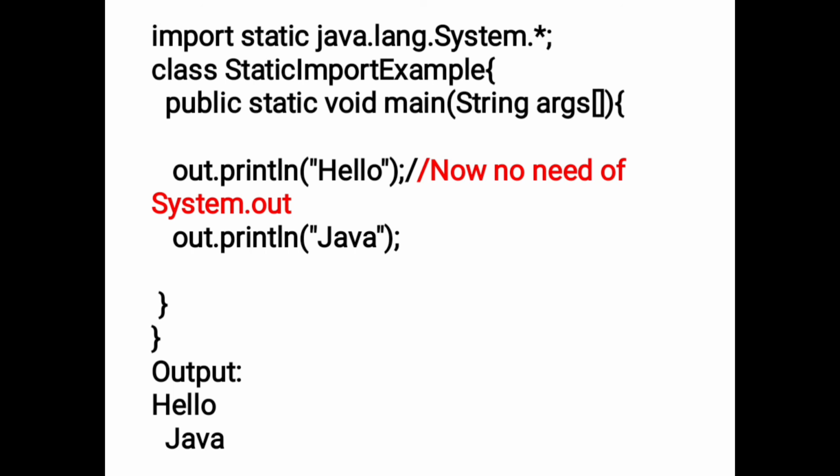Here I am not writing System, no need to write System because I am importing the System class. Just write out.println with the output statement hello. Another output statement, just write out.println Java. So when we are using static import, no need to write System inside the program. It is directly accessible, and the output is hello Java.